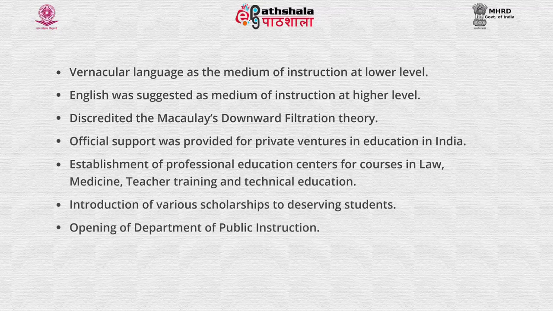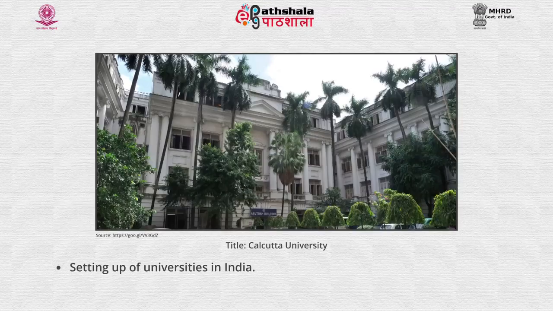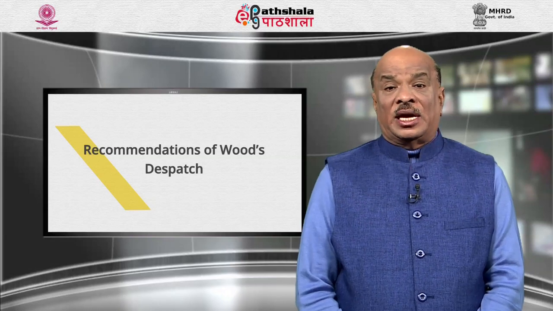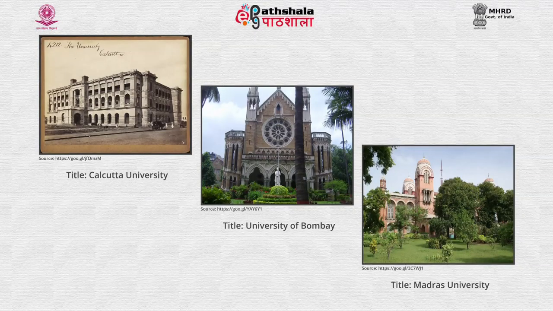Opening of the Department of Public Instruction was another suggestion given by this committee, and it also led to setting up universities in India, of course, on the models of the universities in Europe. And with this report, India could see a number of universities emerging in 1857, the first of them being Calcutta University, Bombay University, and Madras University.